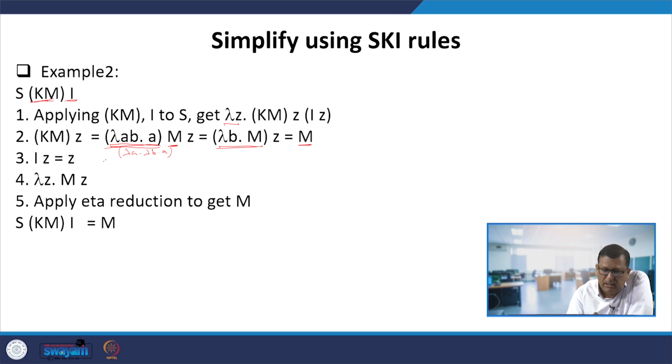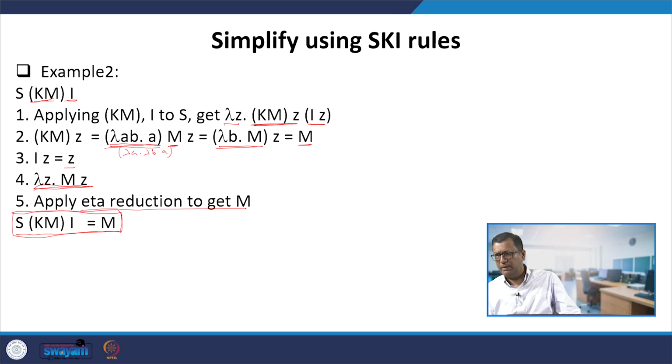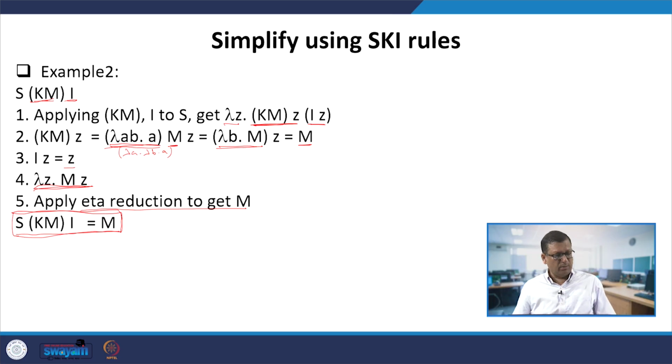I z is the identity function, so it will be z. So, this whole thing will reduce to K M z becomes M and I z becomes z. So, this becomes lambda z dot M z. Now, apply eta reduction. z is not occurring free in M. So, we apply eta reduction and this becomes M. So, S K M I is M. This is the second rule that we have obtained. This one is a longer term, and we get a simpler term like M.